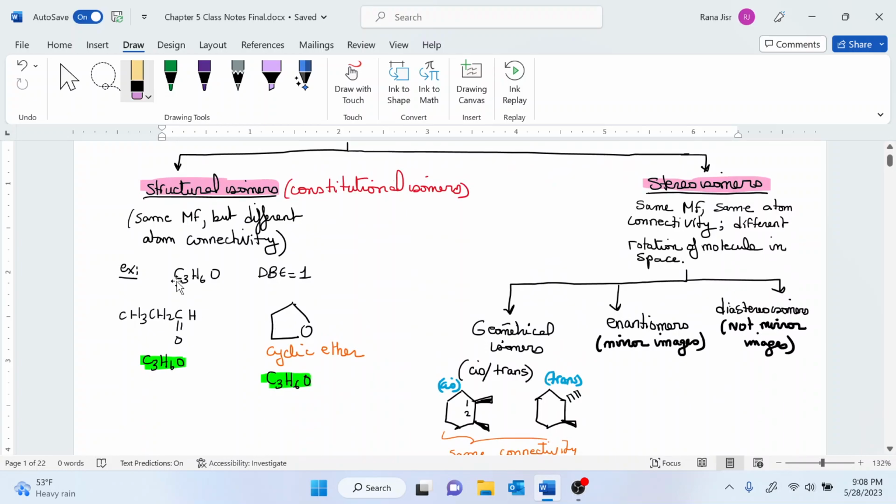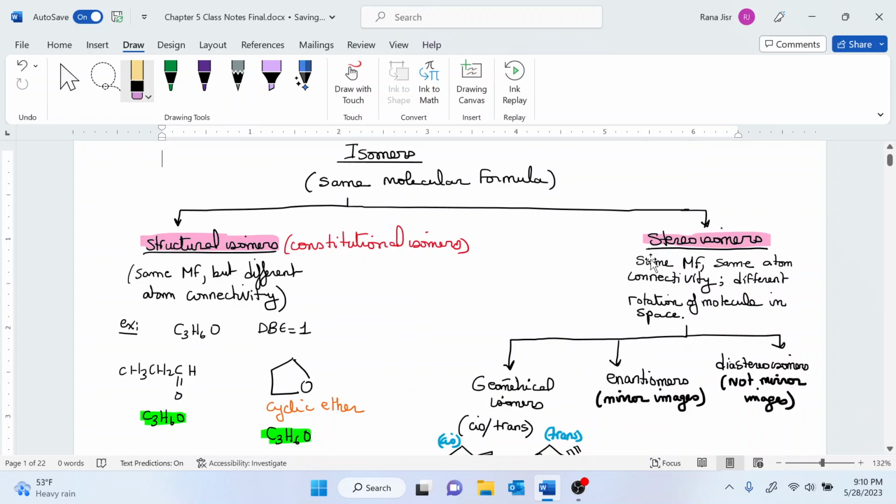Like, for example, C3H6O, you can write it as an aldehyde. This is a DBE of 1. You can also write it as a cyclic ether, and this is a DBE of 1. Both have the same number of carbons, hydrogens, and oxygens. These are called constitutional isomers.